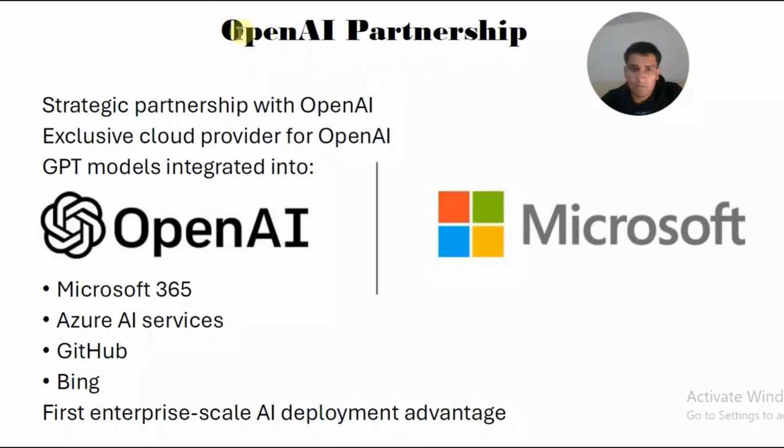OpenAI is basically the company, the parent company, which established ChatGPT and other models. The OpenAI models are trained on the Microsoft Azure cloud, and in return, Microsoft is getting first-hand exposure to all the ChatGPT models. So this is basically a strategic partnership with OpenAI. It provides exclusive cloud service for OpenAI, and ChatGPT models are integrated into Microsoft 365, Azure AI services, GitHub, and Bing. So this is a first enterprise-scale AI deployment advantage for Microsoft, and this is how they are living and surviving in this AI era.